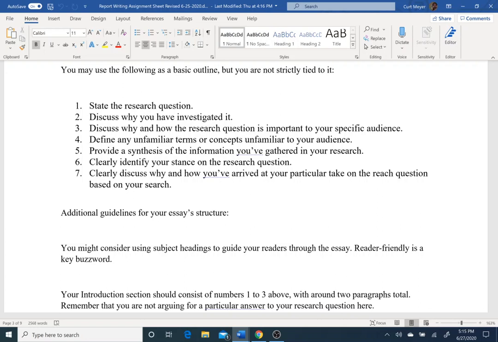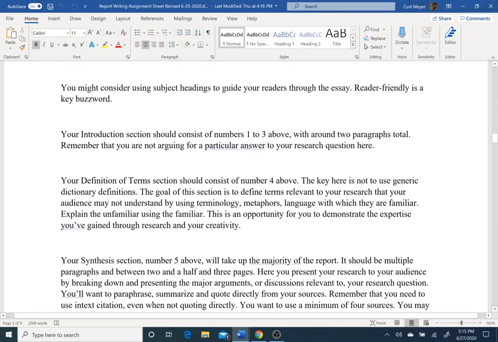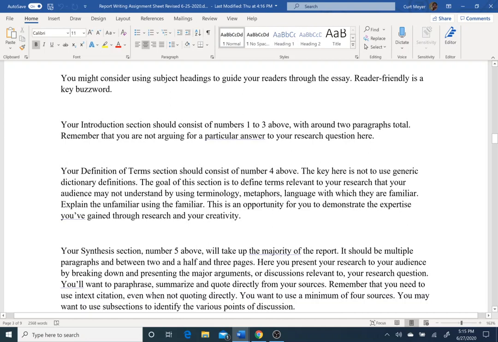That's going to flow into the final essay for the class, the argument essay. But yeah, you can talk about your position towards the end. As I said, the buzzword is reader friendly. So, as I also said, your introduction should be points 1 to 3 above, right? So in your introductory paragraph, I would include the elements of points 1 to 3.